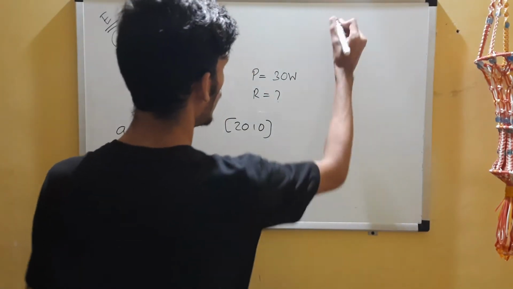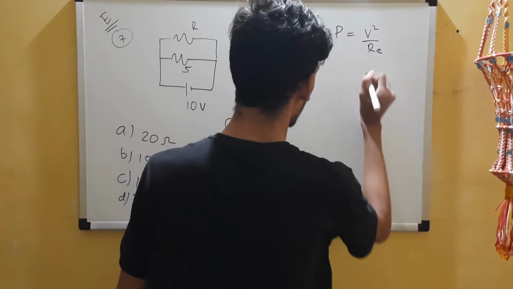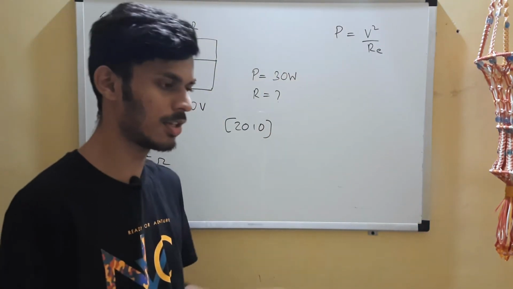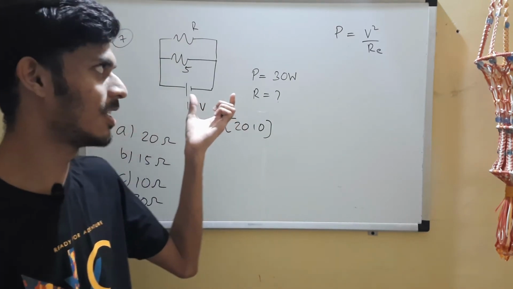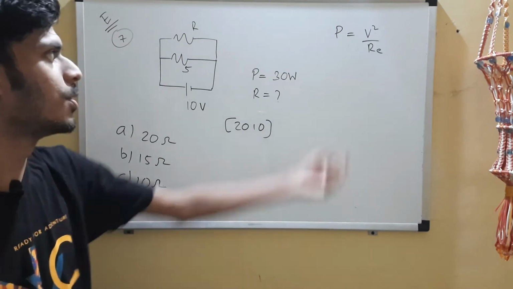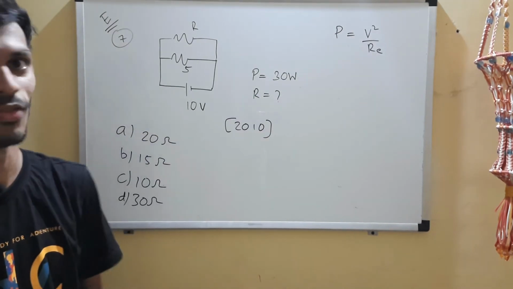We will write power as V square by R equivalent. If you are curious why I am using this format, it's because here the combination is parallel. V is constant, it is 10 in both cases, right? So I am using V square by R equivalent, the V square by R format over here.